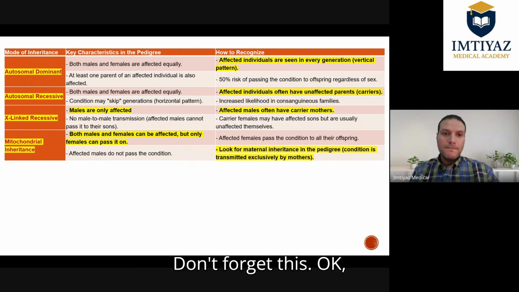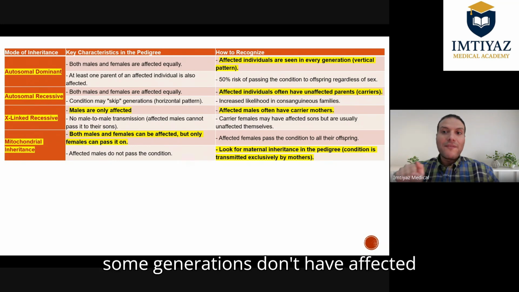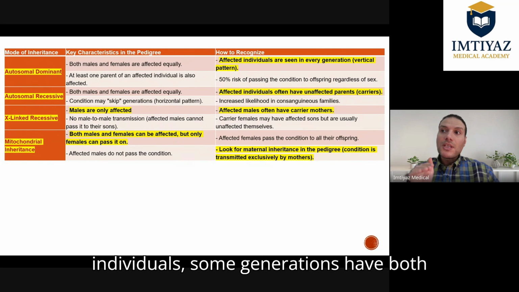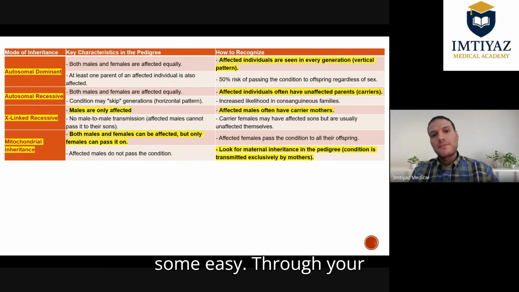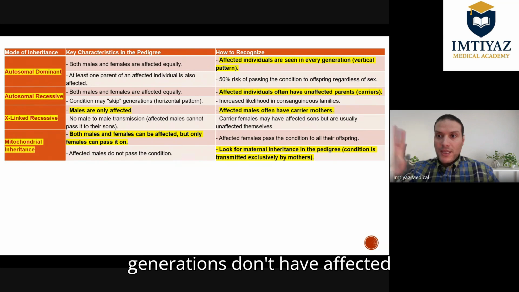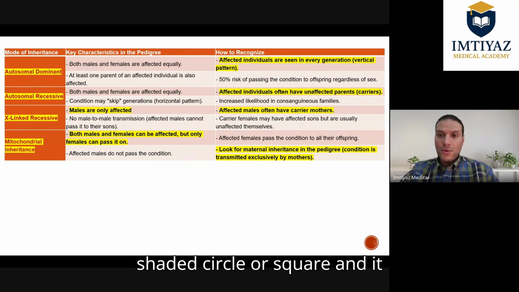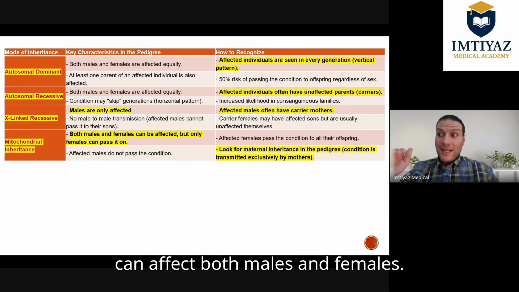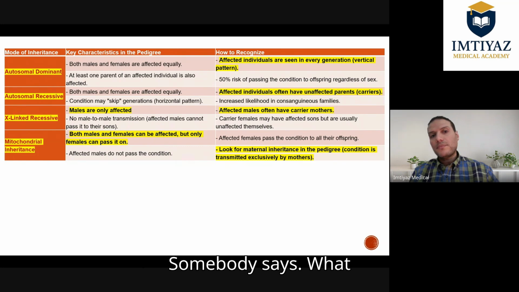Don't forget this. If you look at each generation, some generations don't have affected individuals. Some generations have both males and females affected. Autosomal recessive. Easy. So you check each generation. If some generations don't have affected individuals, meaning no completely shaded circle or square, and it can affect both males and females, it is autosomal recessive.